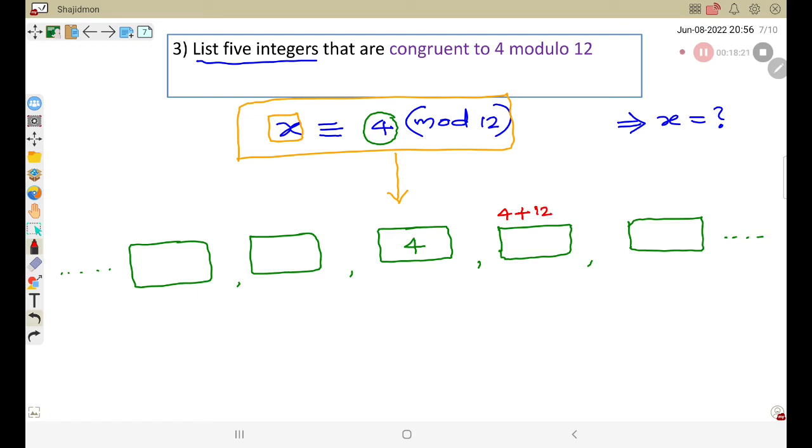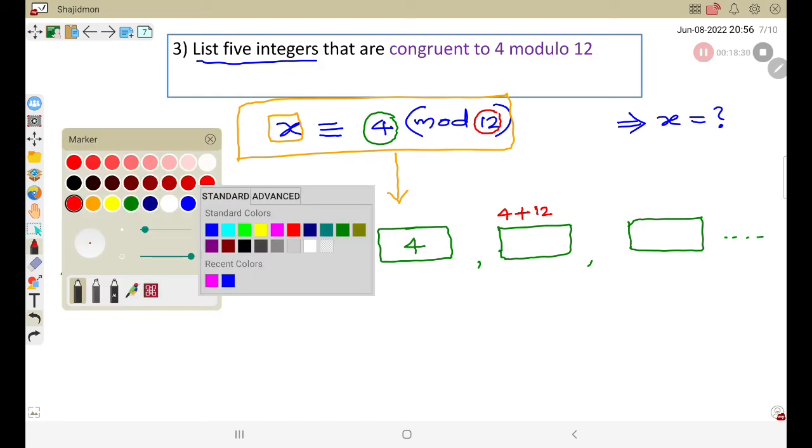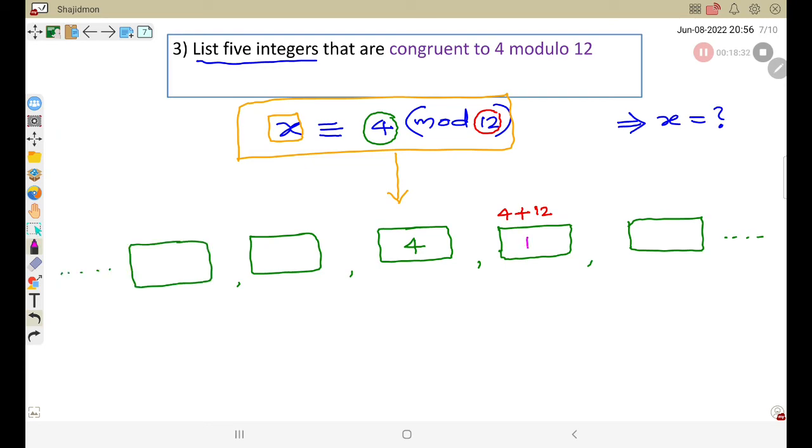12. Okay, 4 plus this modulo number, add those 2 numbers, that will be the next number. So what will be the answer we get? 16, correct? 4 plus 12 is 16. Now I will show whether it is correct or not.